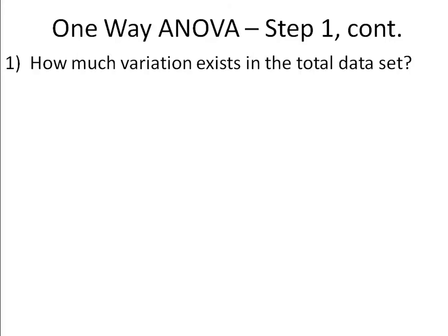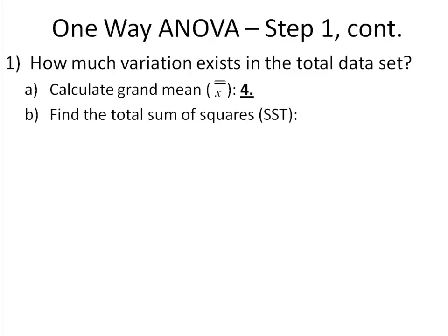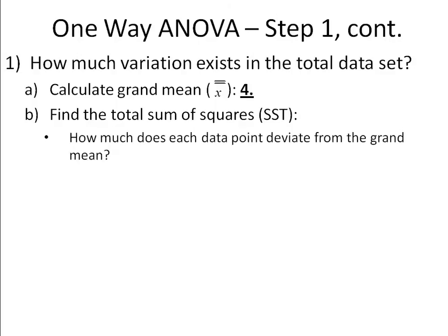So again, we're trying to answer the question of how much variation exists in the total data set. Just to remind you, the first step is to calculate the grand mean, which we found to be 4. Next, we're going to find what's called the total sum of squares. And that basically asks the question of how much does each data point deviate from the grand mean. Okay? And as we're not concerned with the directionality or whether each data point is less than or greater than the grand mean, we square it, but it's basically each data point subtracted from the grand mean, squared.